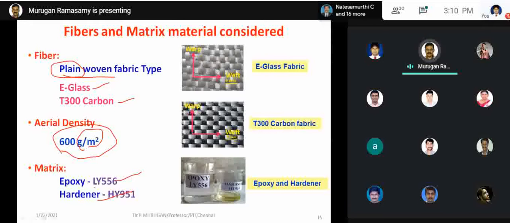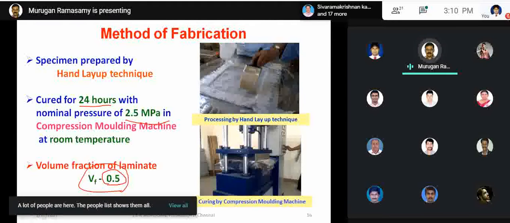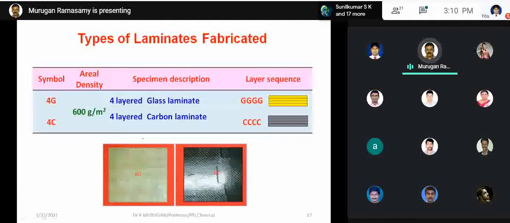Fiber volume fraction means that matrix as well as fiber are used for making one composite laminate. So by volume percent, the fiber is 50% and the matrix is 50%. That is called a fiber volume fraction of 0.5. We have to understand that. So for study purposes, we maintained the fiber volume fraction as 0.5, and these are the specifications we are going to use for this study.